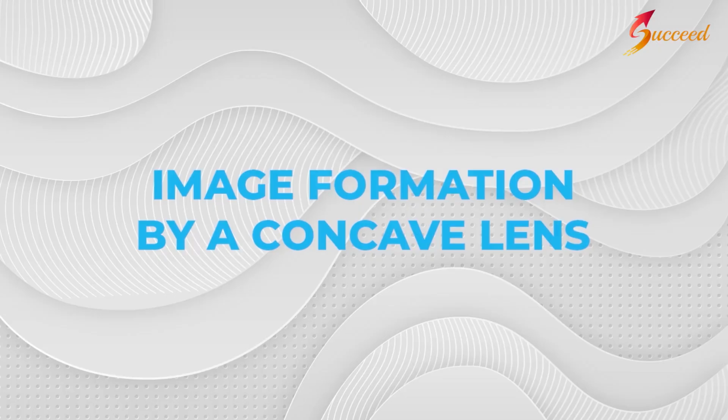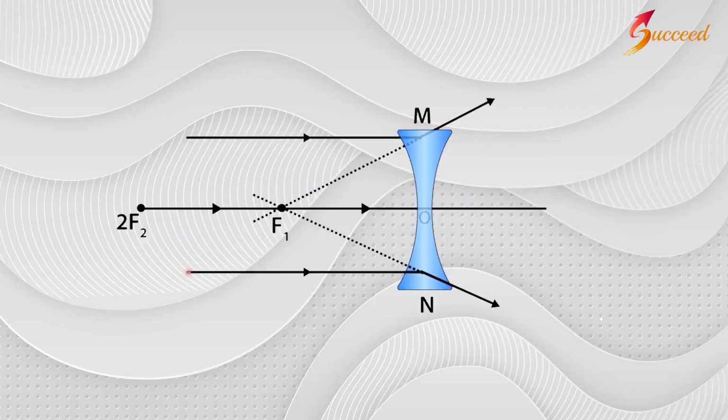Now let us see the image formation by a concave lens. Let us place the object at infinity. We get a parallel beam of light which is parallel to the principal axis. Now the image is formed at the focus F1. It is highly diminished, virtual and erect.